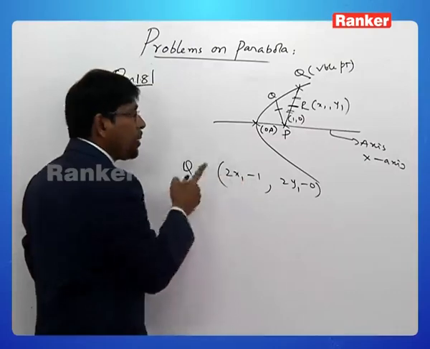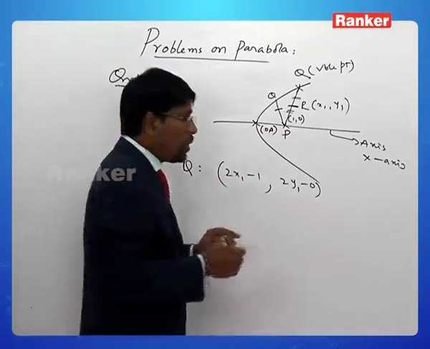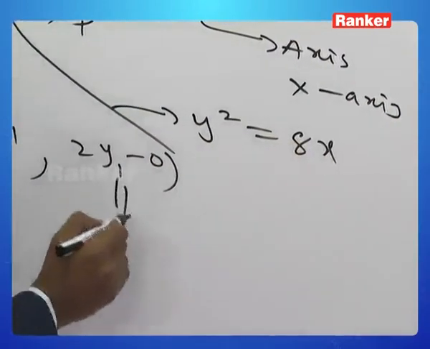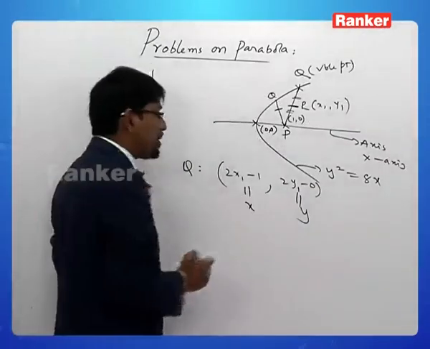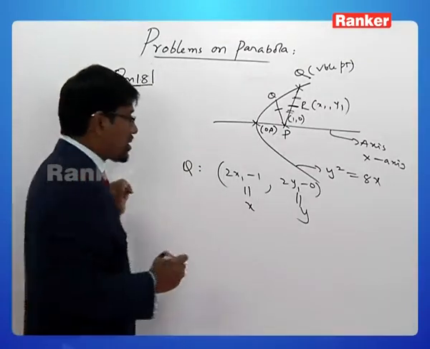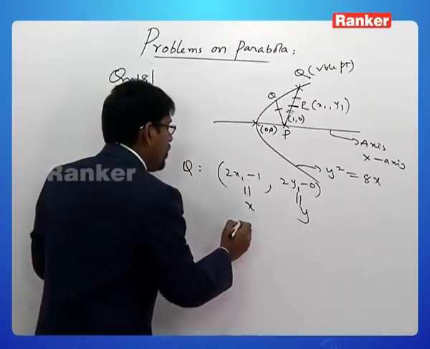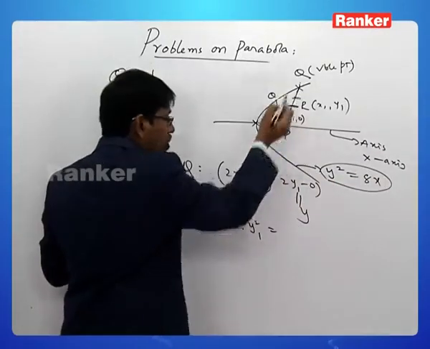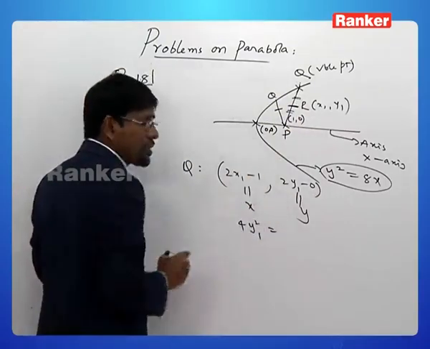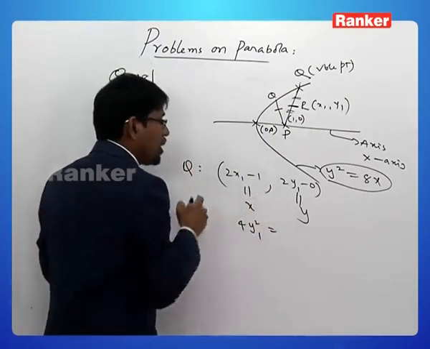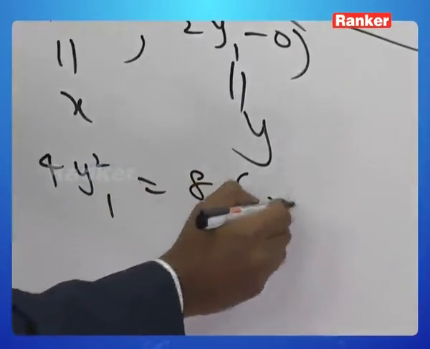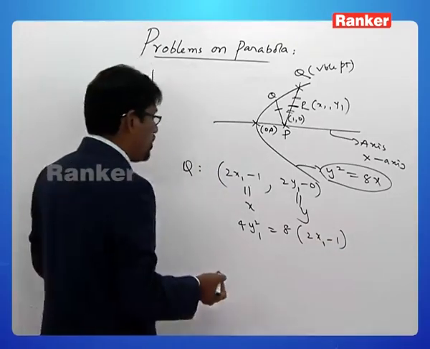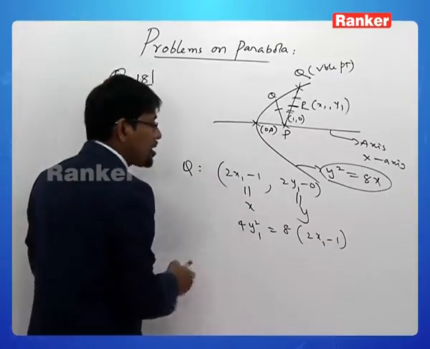But then this has to be a point on the parabola. Which is the parabola? y² = 8x. So this has to be taken as y and this has to be taken as x, and then we'll write y² = 8x. What is y²? 4y1². y² = 8x, as this point Q satisfies that. But Q's coordinates are these. So 4y1² = 8 into (2x1 − 1). So your (x1, y1) satisfies this equation.